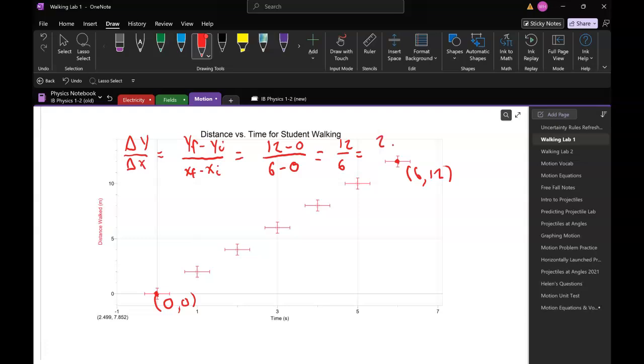I'm going to put 2 decimal places on that, just to work with, okay? Don't mind too much about the significant figures here. Okay, so there's my slope. Great, we found the velocity of the student. Now we need to report what that uncertainty is.